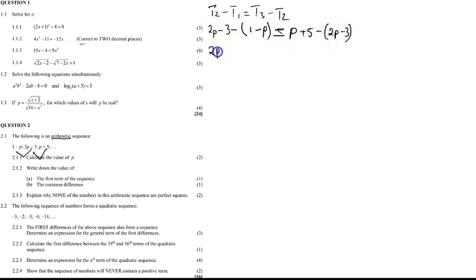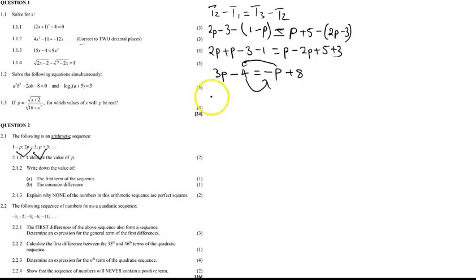So we've got 2p plus p. I'm just removing the brackets like this and putting the terms in pairs. And then minus 3 minus 1 equals p minus 2p plus 5 plus 3. Then 2p plus p is 3p minus 4 equals, p minus 2p, that's negative p, plus 8. Then we take the negative p to that side, the 4 to that side, and then we've got 4p.